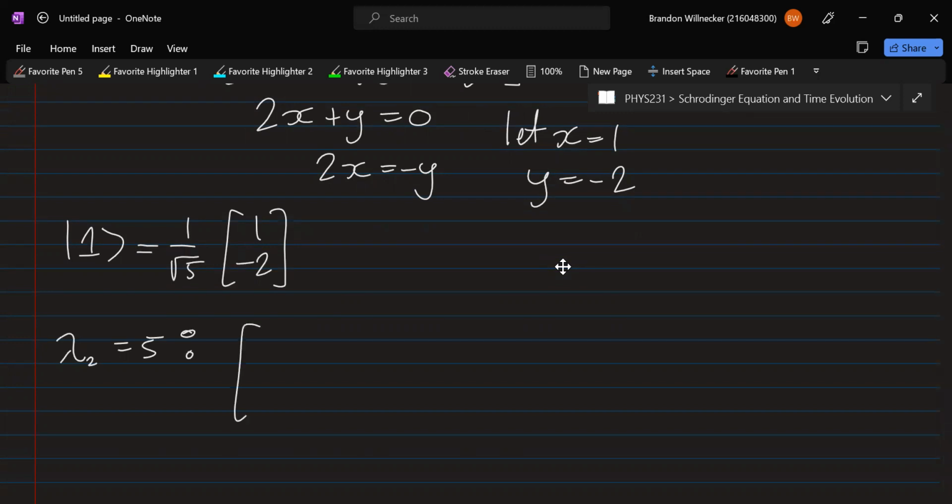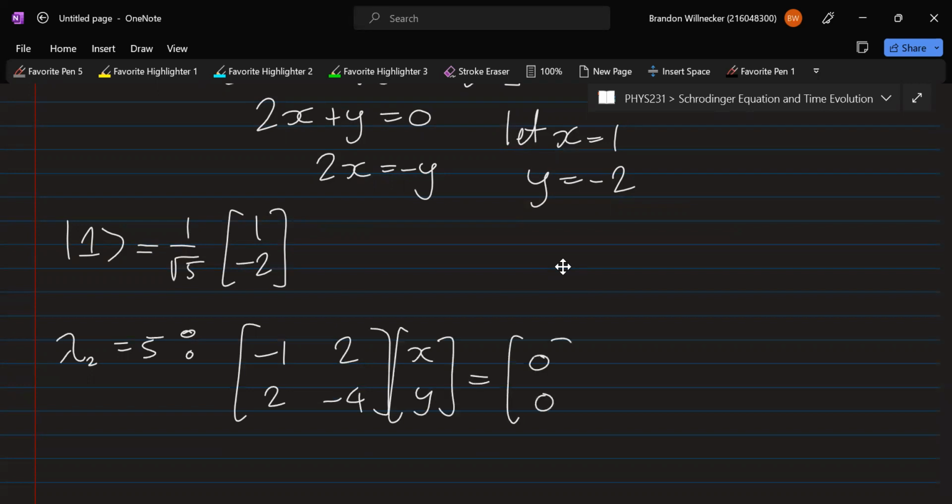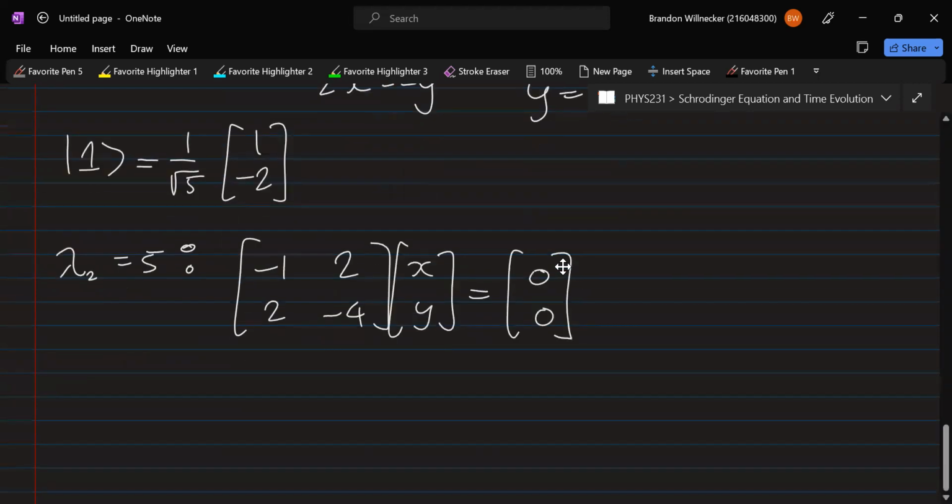Okay, so again, we get the equation [-1, 2; 2, -4] times (x, y) equals (0, 0). Again, these rows are dependent, so they're just multiples of each other. So one of the rows we can use to solve the problem. So that means one of the variables will be free. Okay, so let's use the first one.